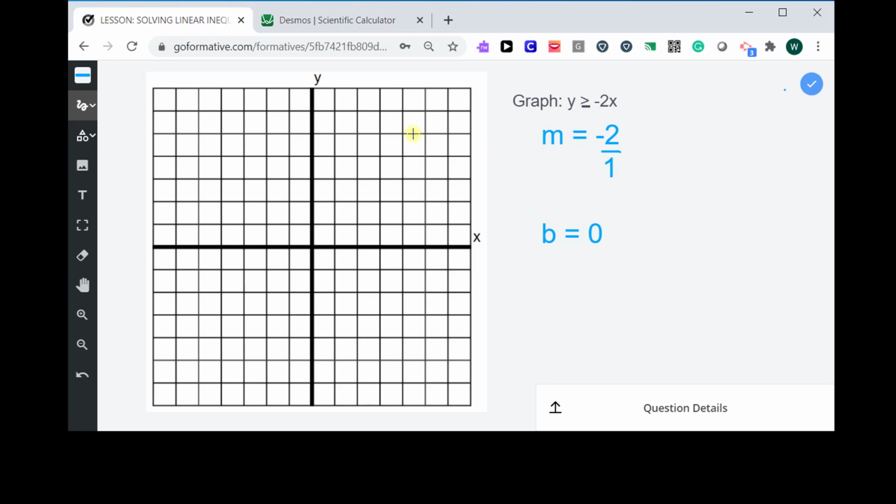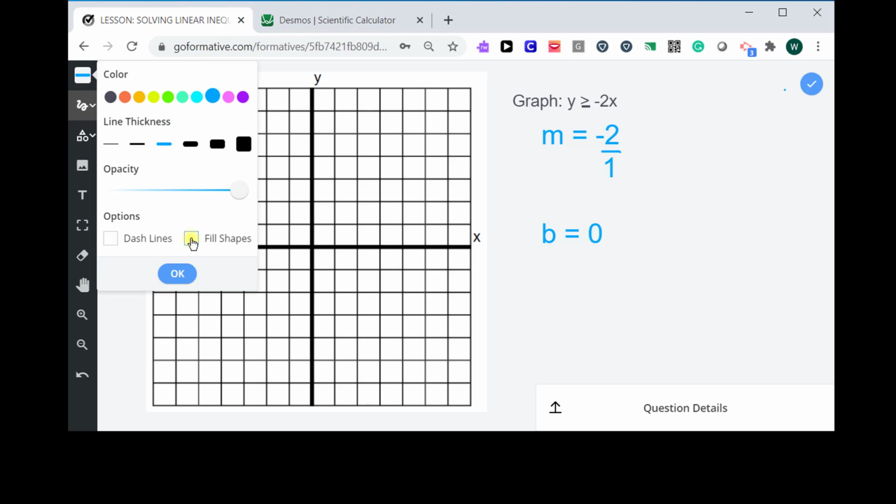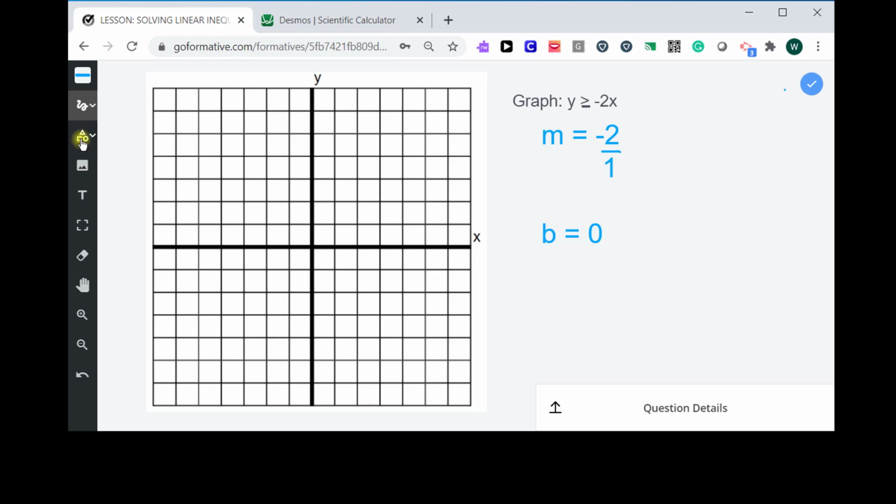Okay, so then we click there, and looking right here, I notice I'm going to have a filled point. So what I can do is click right here, and click on fill shapes, and when I click on circle, my circles will be filled. So let's start with the y-intercept, which is at 0. I can click right there, and if you notice right there, it made a beautiful filled circle.